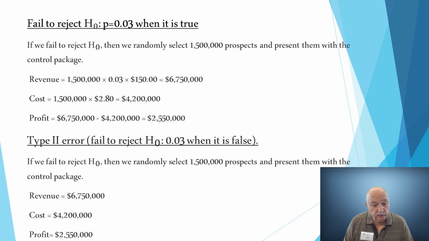Okay, the next scenario, what happens if we commit a type 2 error? All right, that means that we fail to reject the null hypothesis when it is actually false. So we're going to go with the existing control package. Okay. The revenue then would once again be $6,750,000. The cost, $4,200,000, and the profit, $2,550,000. It's exactly what we've seen in the previous scenario.